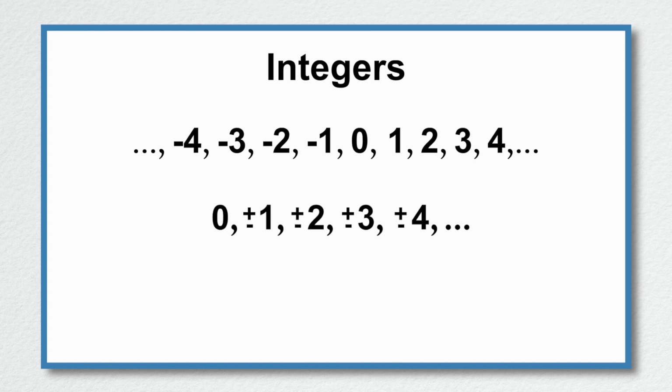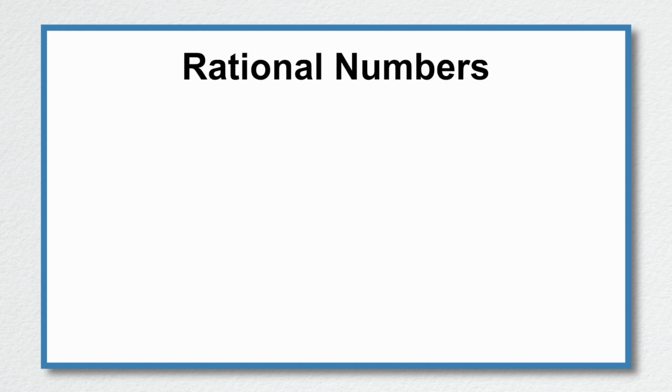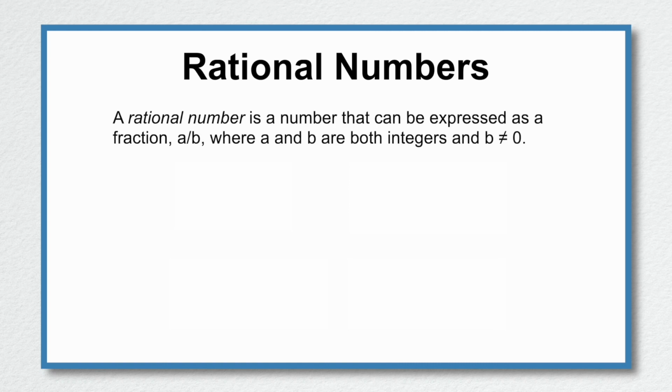So now let's write a set of numbers to include fractions and decimals. These are rational numbers. A rational number is a number that can be expressed in the form of a fraction a over b, where a and b are integers and b does not equal 0. Remember that something over 0 cannot be defined. Some examples of rational numbers are 0.25, which we can write as a quarter, or 0.6 recurring, which can be written as 2 over 3.